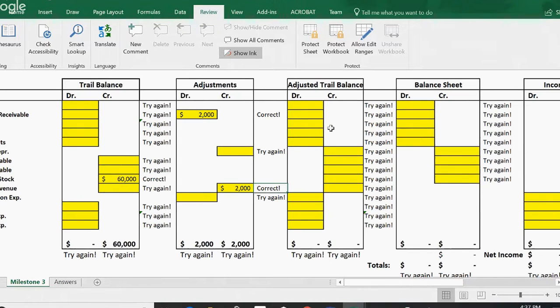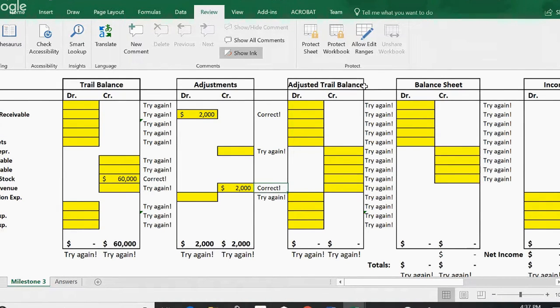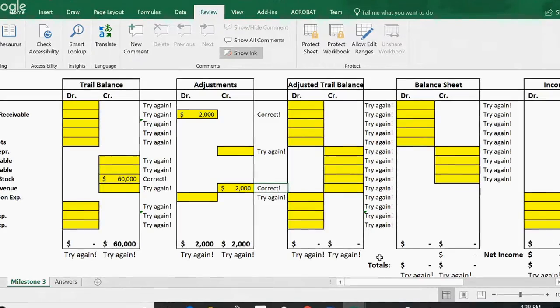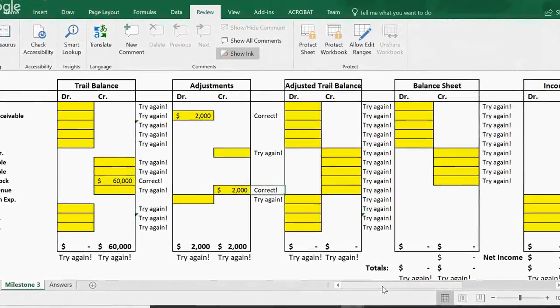Now, the next item that we will need to do is what's called the adjusted trial balance. After we've completed these adjustments, we need to calculate the balances again for all of our accounts. Remember, we're still working with all of these accounts over on the left, and we're going to get their balances again after we've accounted for the adjustments. So that's why it's called our adjusted trial balance. So we're going to balance again. This is another checkpoint that we use in accounting to make sure that our debits and credits are matching.